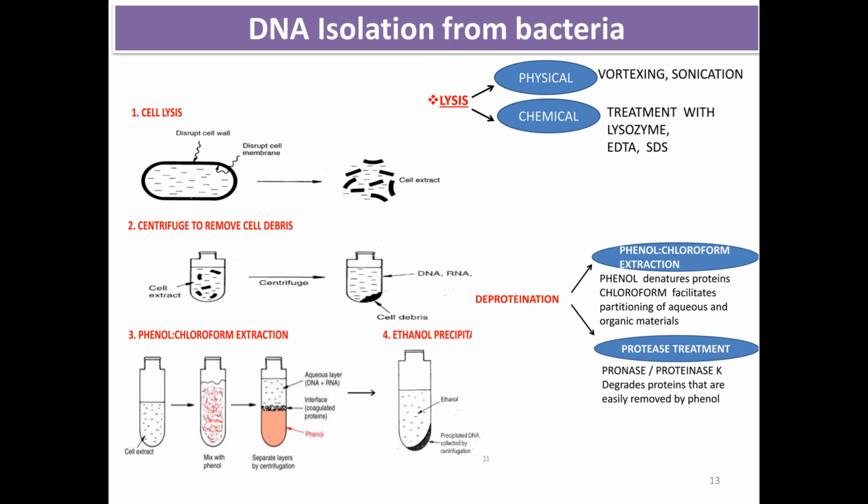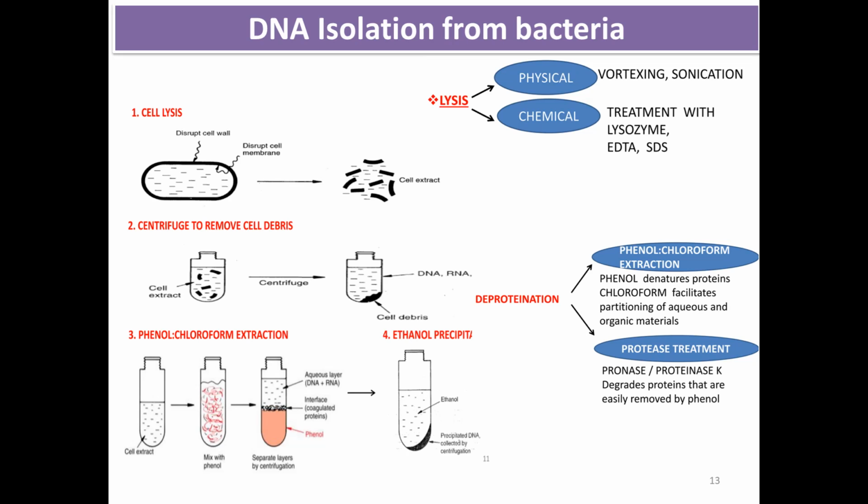Remember that we have another process, phenol chloroform extraction. So after getting those DNA samples, we will put in some phenol and chloroform, and what will happen? This is called deproteination. We will remove the proteins from the DNA. So phenol chloroform extraction, what will it do? Phenol denatures protein and chloroform facilitates the partitioning of aqueous and organic material.